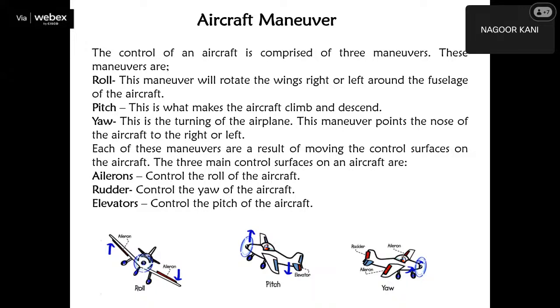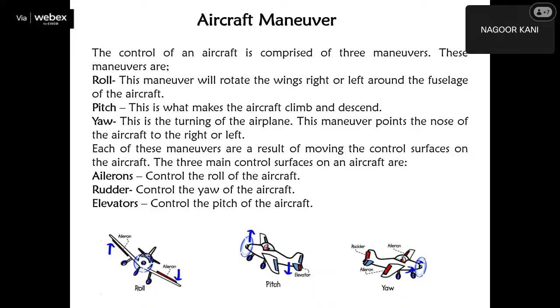The control of an aircraft is comprised of three maneuvers, namely roll, pitch, and yaw. The roll will rotate the wings right or left around the fuselage of the aircraft. The pitch is what makes the aircraft climb or descend. Yaw is turning the aeroplane to left or right. So this maneuver points the nose of the aircraft to the right or left.